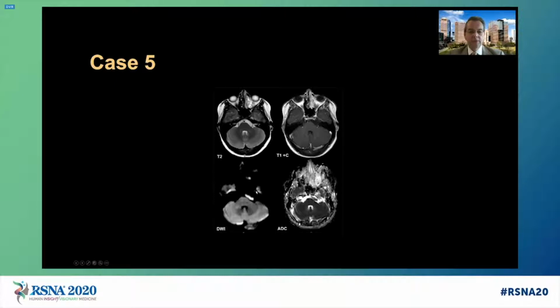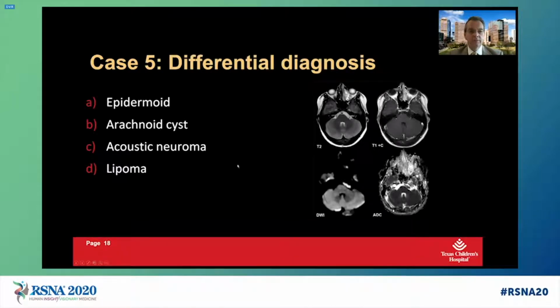But on the diffusion-weighted imaging, we see a focal area of restricted diffusion, DWI hyperintense, ADC dark, surrounded by the cerebrospinal fluid. What's the diagnosis? Is this an epidermoid, an arachnoid cyst, an acoustic neuroma, or a lipoma?